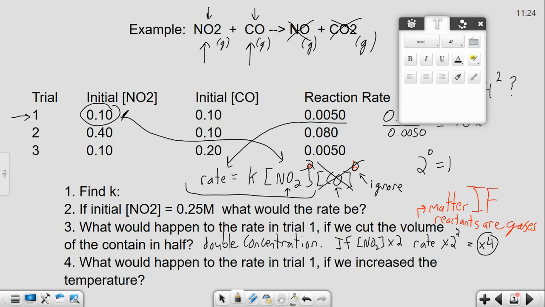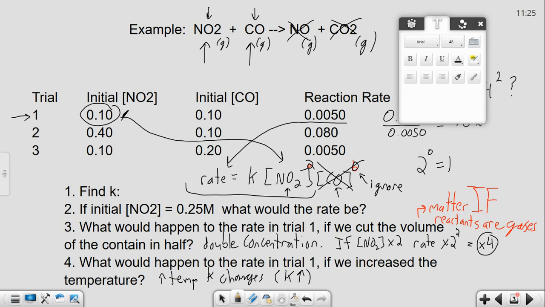Well, remember what we said about the specific rate constant? It's very specific to this reaction. If we increase the temperature, well, K changes. It's going to increase the rate. So in this case, K goes up. If K goes up, rate goes up. That's all I need to know. So K changes. K is going to go up.